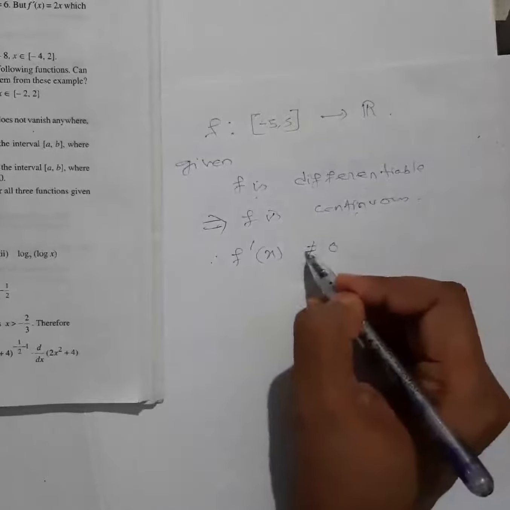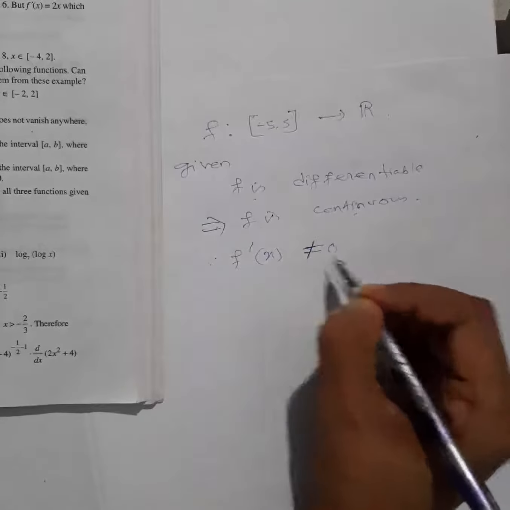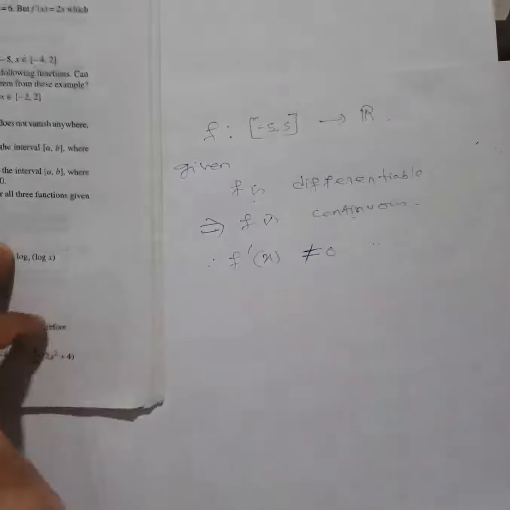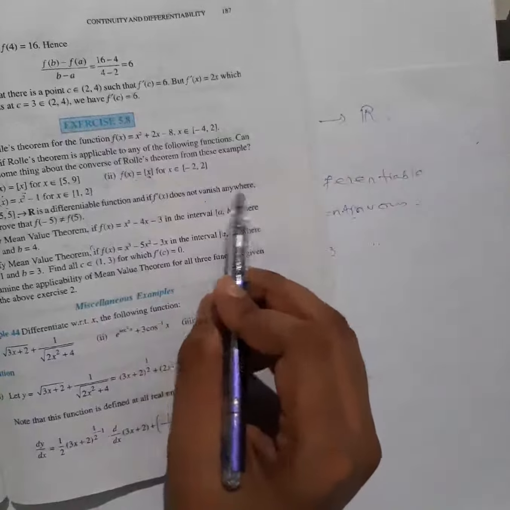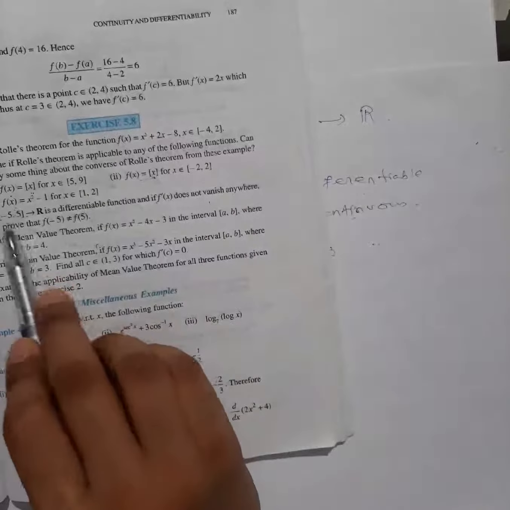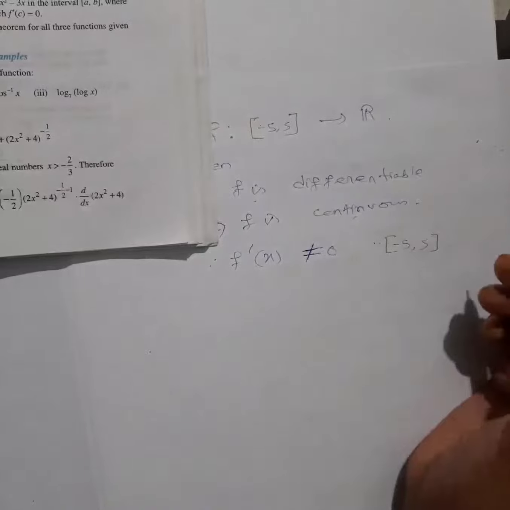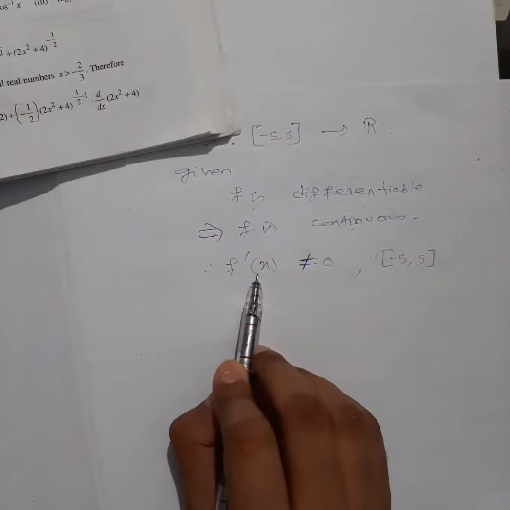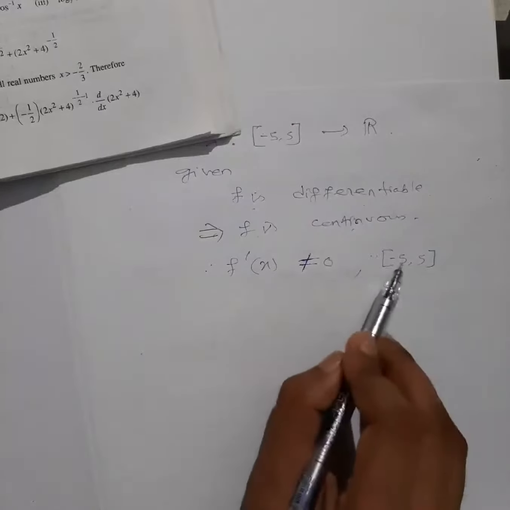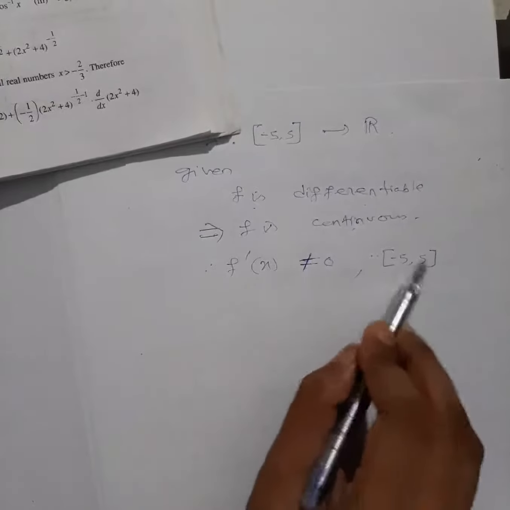Does not vanish means what? Not equal to 0, right? If it vanishes, it becomes 0. So does not vanish at any point, they have said, right? You can see in the question it's given f dash x does not vanish anywhere. So anywhere means what? Between these points also it does not vanish, right? I will write minus 5 to 5. They have said anywhere, so I will take this because I need this only. So if f dash does not vanish at any point between these points, you don't have any point for which this is equal to 0.